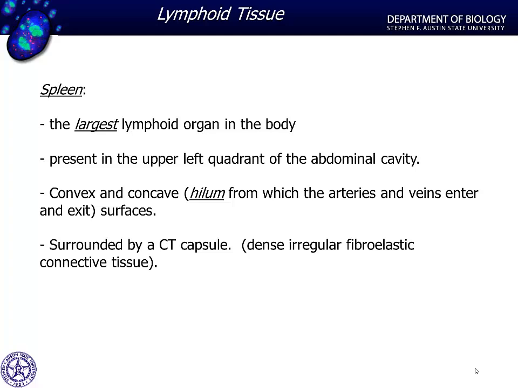Since this is an encapsulated organ, we will have our dense irregular elastic connective tissue capsule, and to some degree we will have trabeculae diving in, as we've seen with our other organs, not necessarily to compartmentalize the spleen, but just to give it additional structural support.